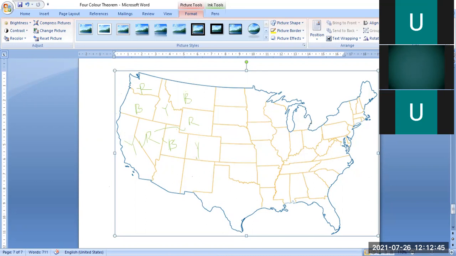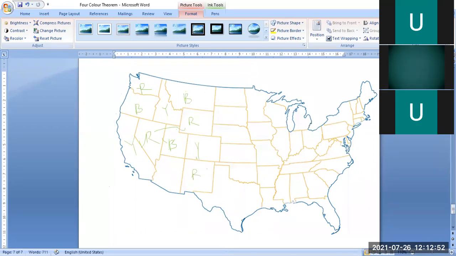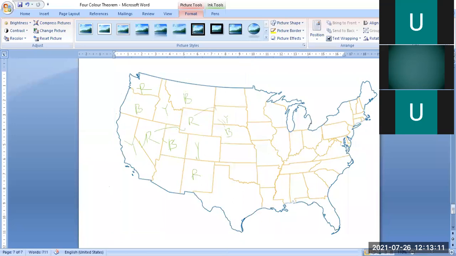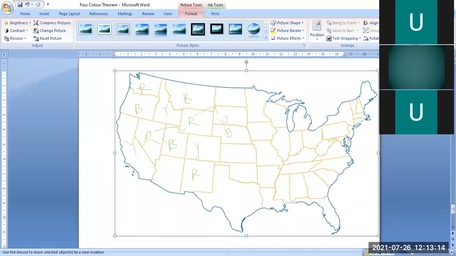Here red, blue. So here we can put red again. Here we can put the blue. Here it is red, so we can put yellow here. Then blue, we can put red here.